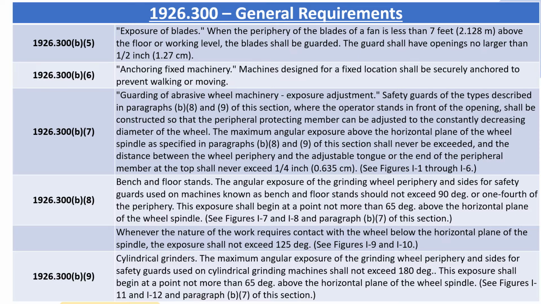1926.300 (b)(9) Cylindrical grinders. The maximum angular exposure of the grinding wheel periphery and sides for safety guards used on cylindrical grinding machines shall not exceed 180 degrees. This exposure shall begin at a point not more than 65 degrees above the horizontal plane of the wheel spindle. See Figures I-11 and I-12 and paragraph (b)(7) of this section.